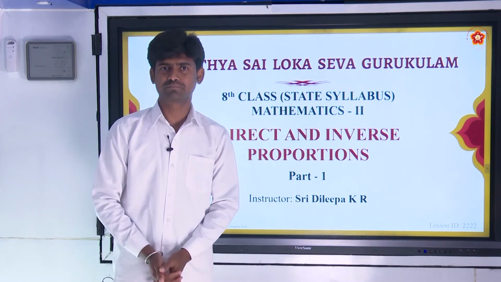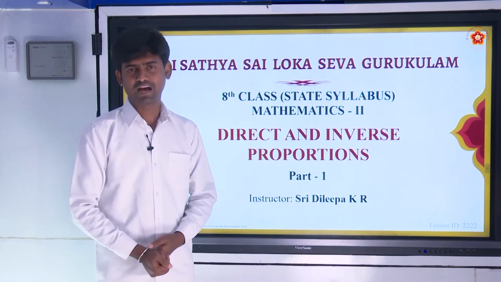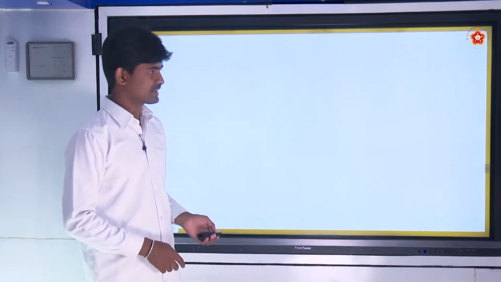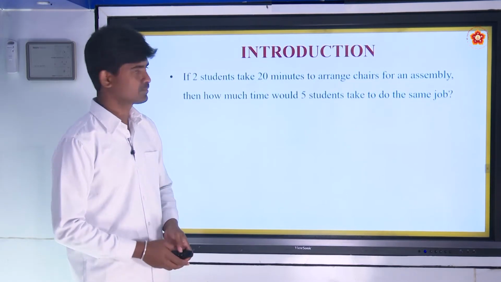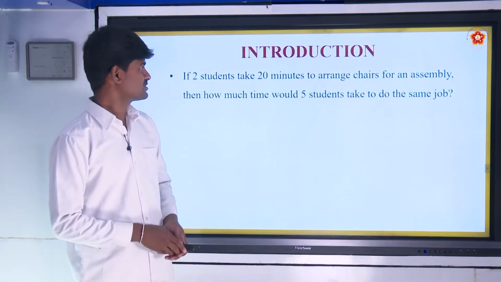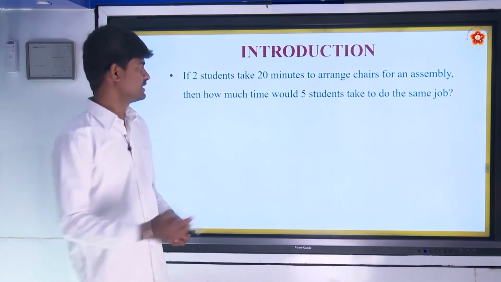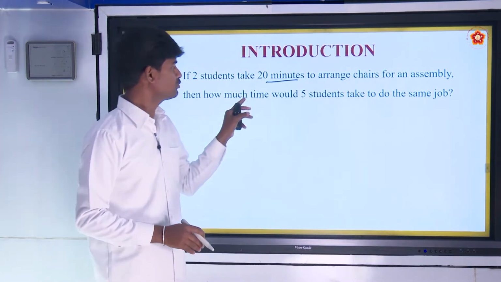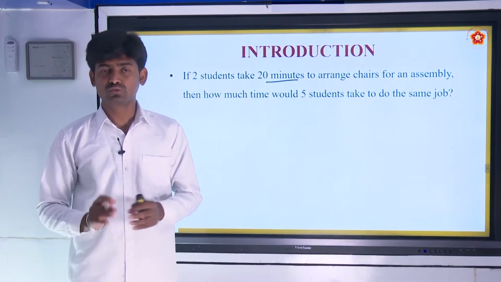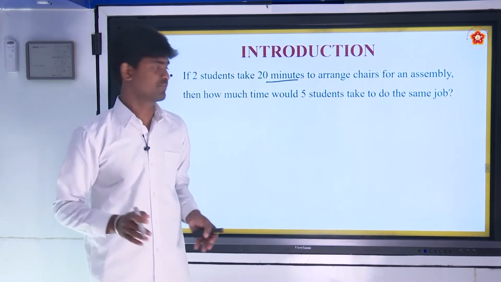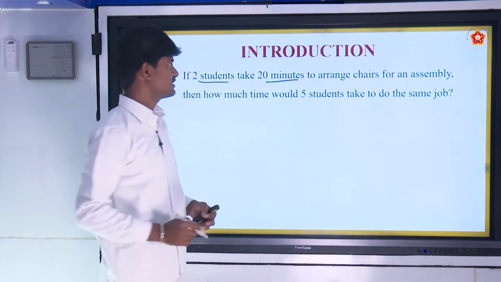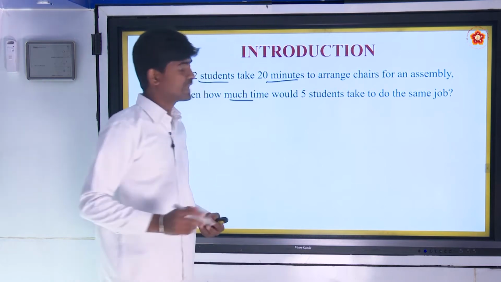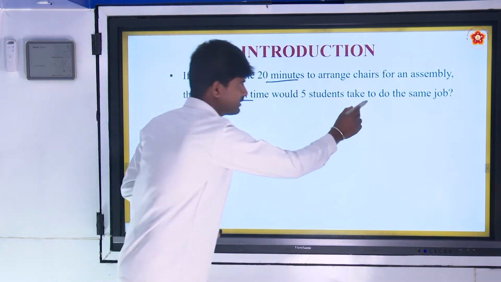Today we start a new chapter, direct and inverse proportion of class 8th. Before starting the class, we will see some examples. First, if two students take 20 minutes to arrange chairs for an assembly, then how much time would 5 students take to do the same job?